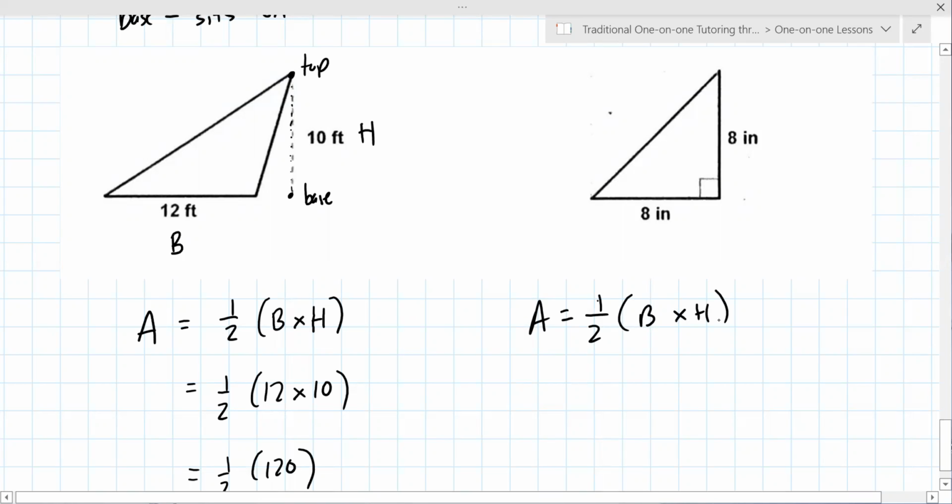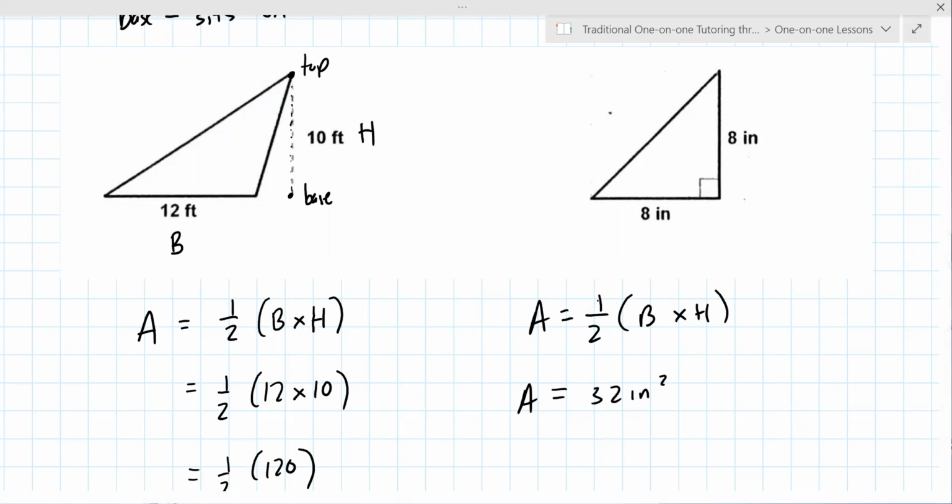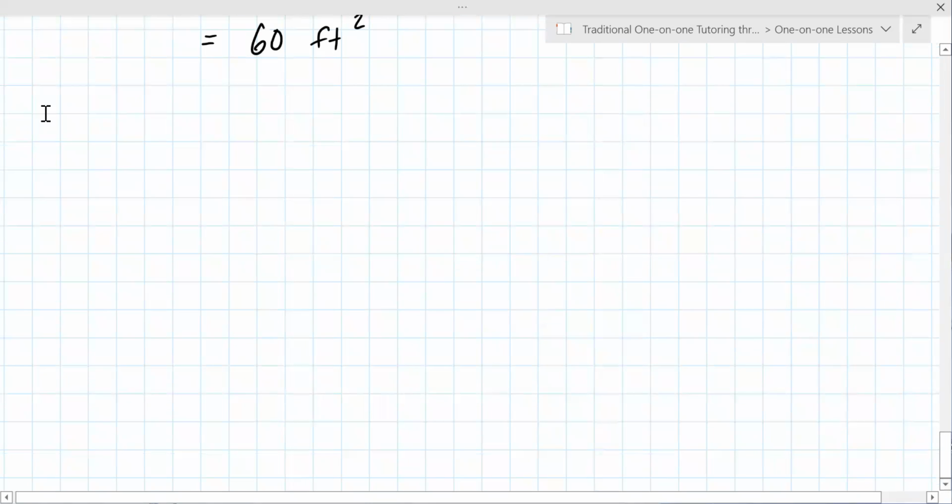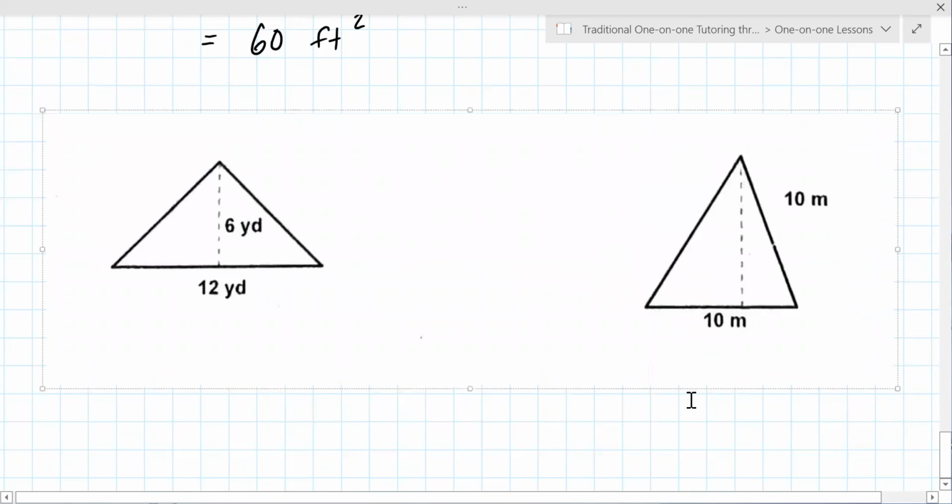8 times 4... 64. Half of 64 is 32. So 32 square inches. Yes, it's 32 inches squared, or square inches. Good. All right, so let's do one more row of these before moving on to something else potentially. I hope doing some of each type helps, and then you can go back if you need to.